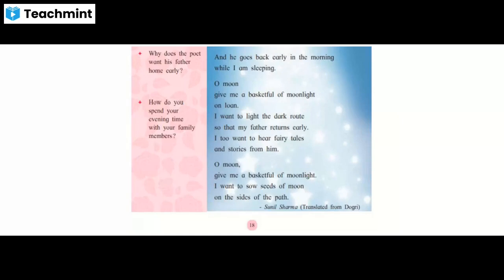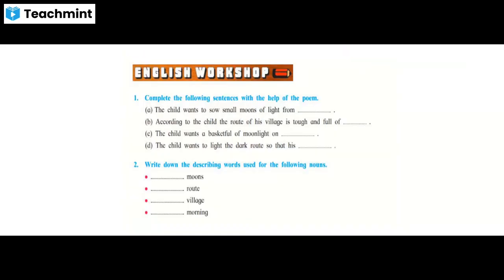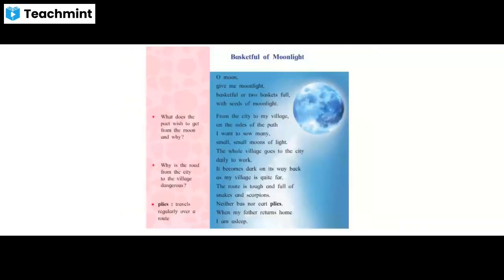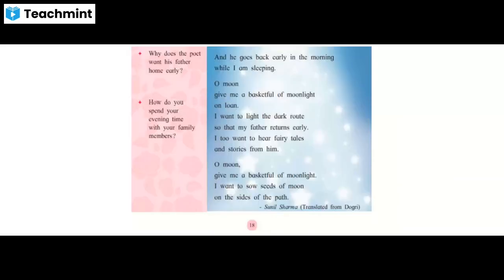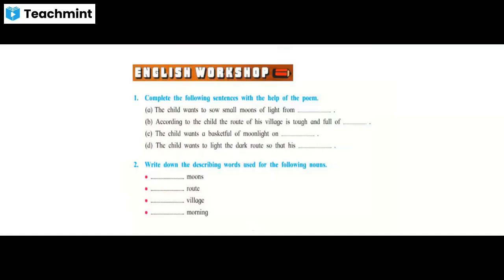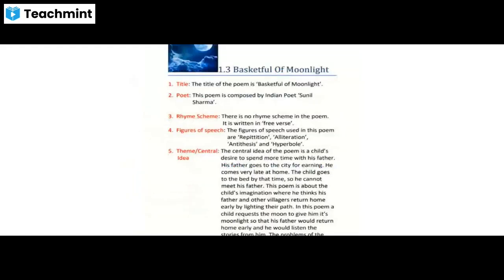So students, in this poem apostrophe, repetition, alliteration, synecdoche, tautology, these figures of speech are used. Now let's move to appreciation of the poem Basketful of Moonlight.